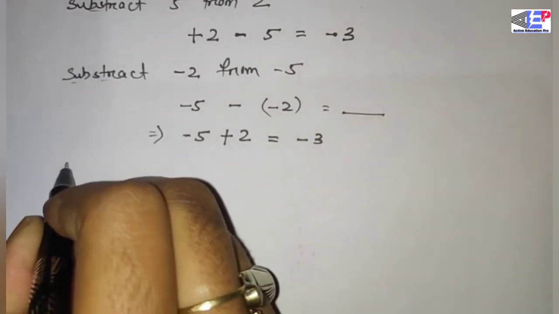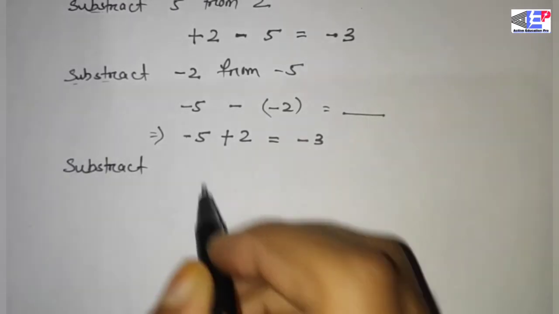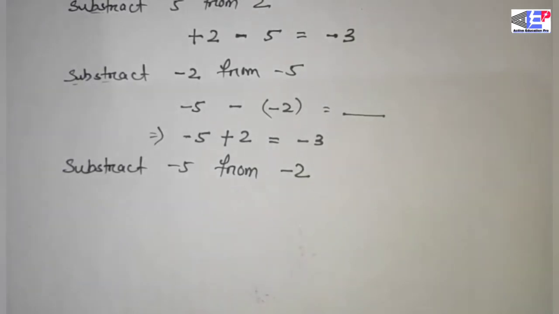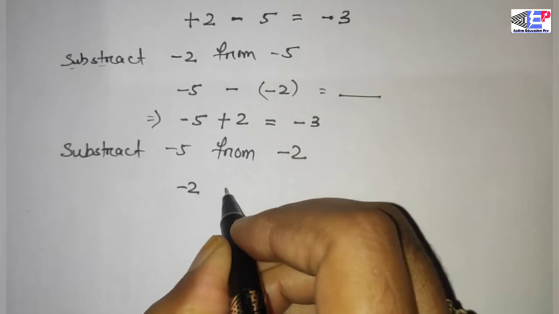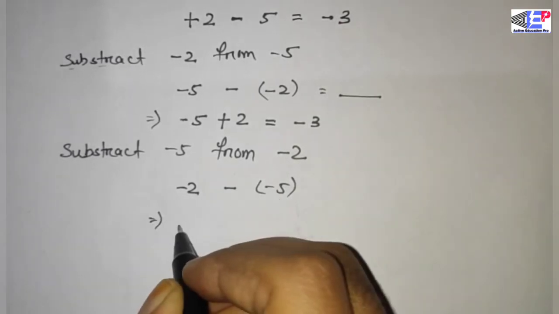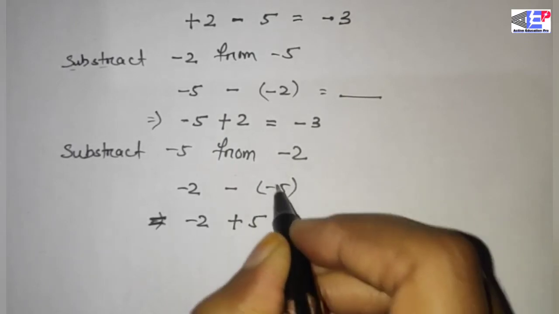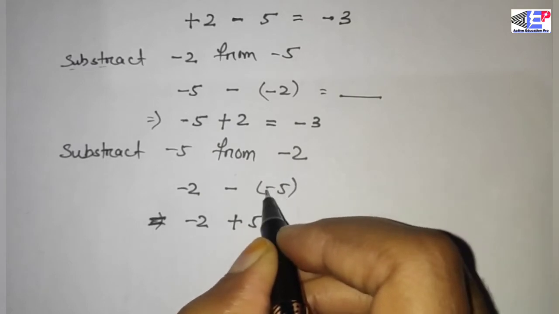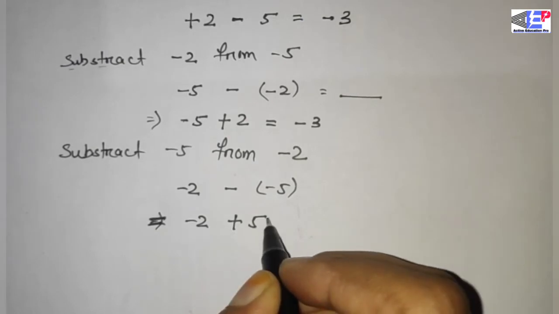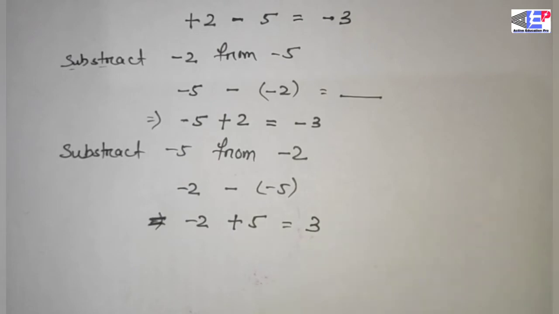Another example, subtract minus 5 from minus 2. Similarly write here minus 2 minus minus 5. There are two signs, so you can't write it like that. It is equal to minus 2 plus 5, because in this bracket there is minus 5, it contains a minus sign, so after opening the bracket it will become plus 5, and you know the result is 3. The result is 3.